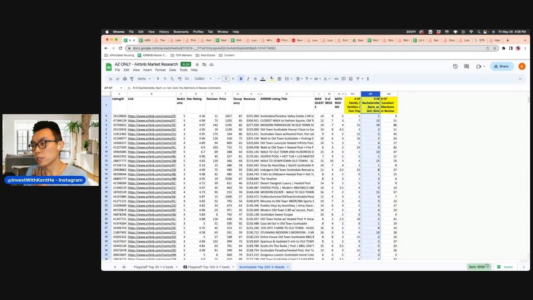How many times? You see the sum right here on the bottom? 1,000 times. That's how we figured out how to niche down and cater to a girls trip or a bachelorette trip. It's because almost 40% of the reviews for the top 200 properties in Scottsdale are actually catering towards that.